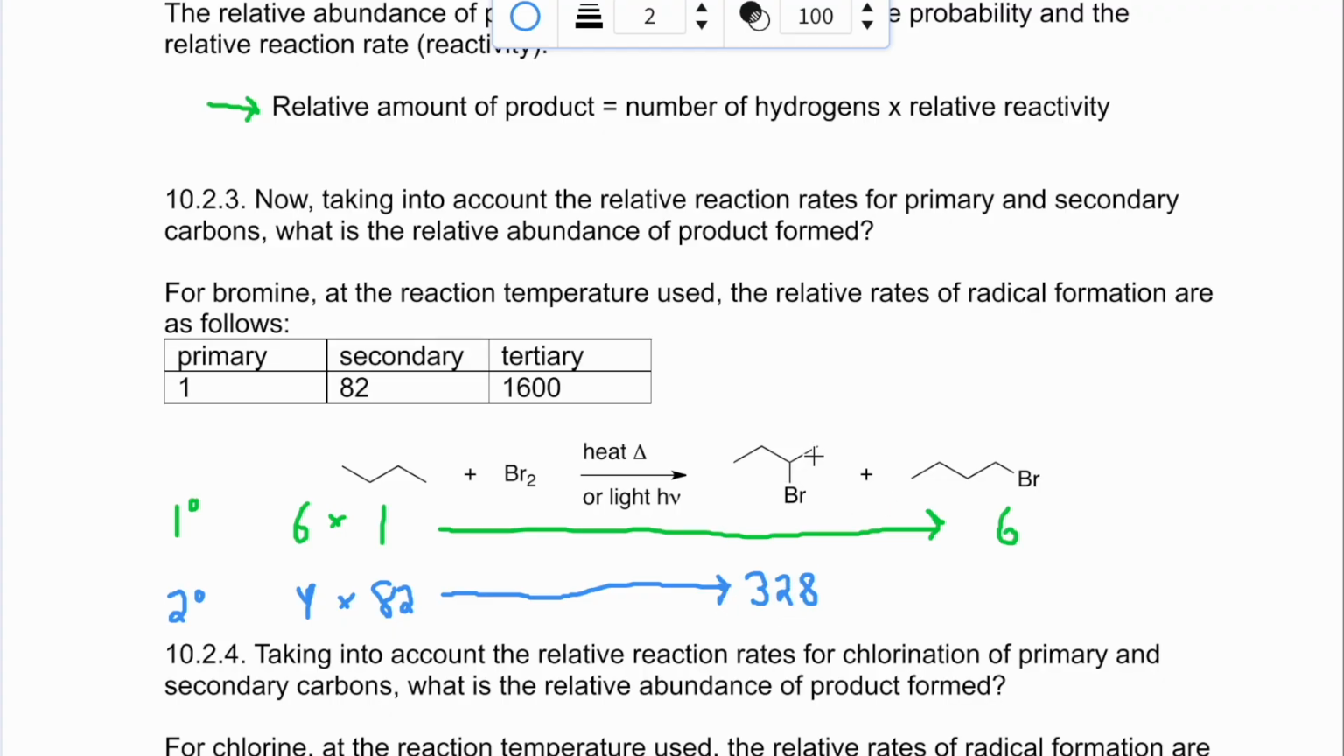So there are going to be 328 molecules of 2-bromobutane formed for every 6 molecules of 1-bromobutane that form. So it's a 6 to 328 ratio. You could divide both of those by 6 and get a ratio. Let's go ahead and get percents.